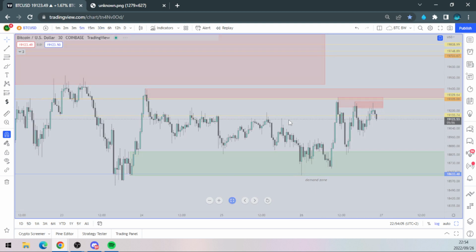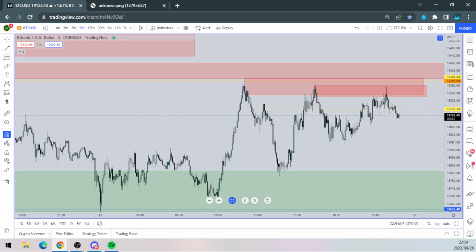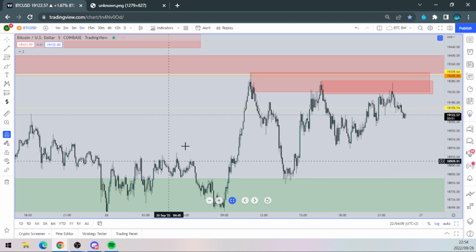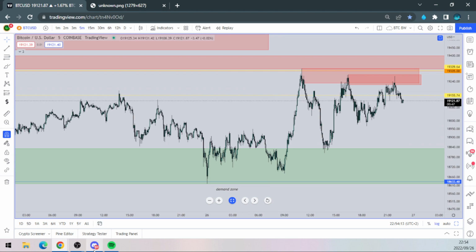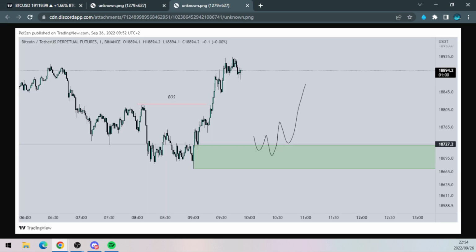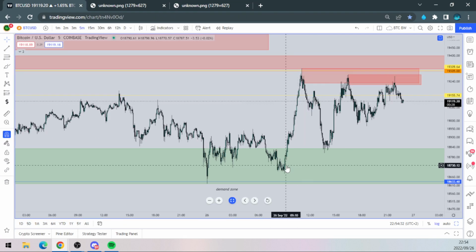Now if we scroll down to a 5-minute, what you would also notice that I gave you in the Discord was another long area, right? Let me just try and pull that up quickly. Let's see if we can find it. It would be this one, right?